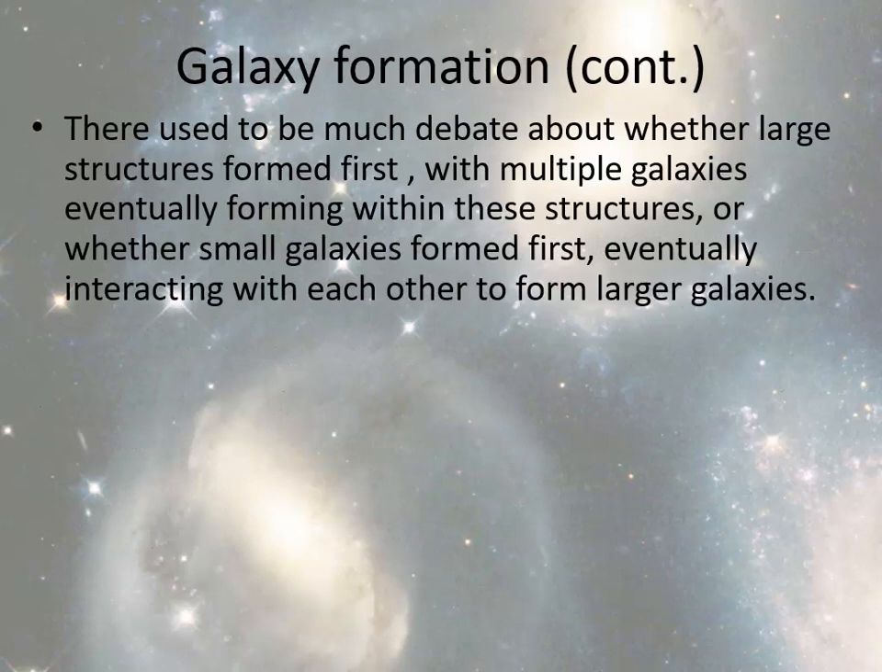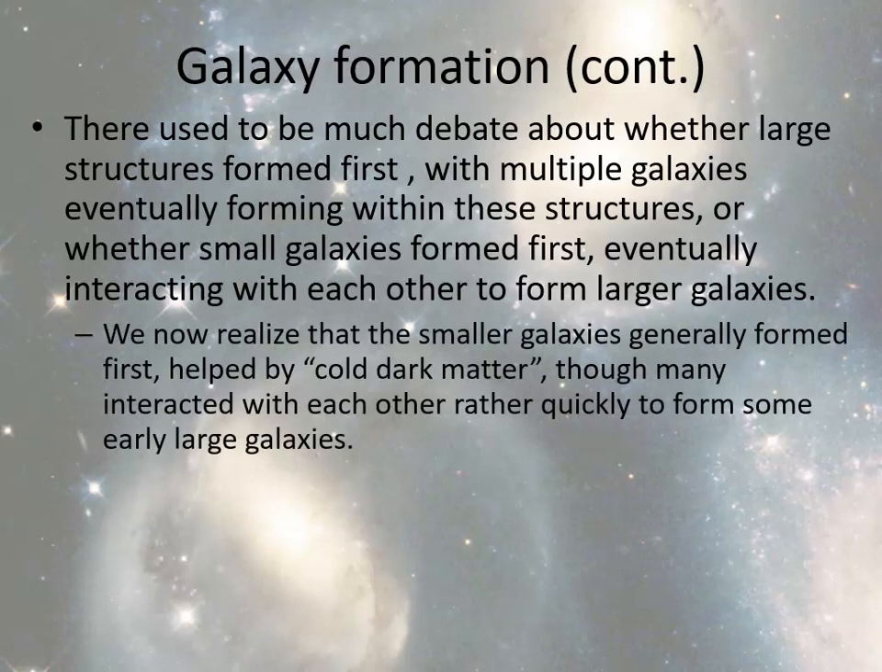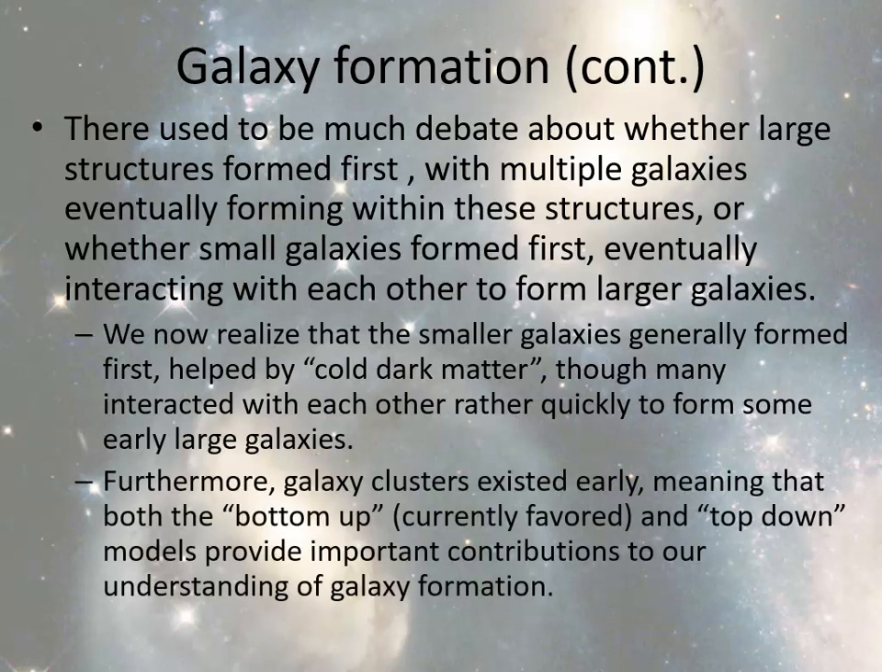So as I mentioned, there used to be a lot of debate about what structures formed first, but now we realize that it's the smaller galaxies that formed first, helped along by cold dark matter, something we're going to discuss when we talk about cosmology, and then they interacted with each other to form larger galaxies. So there are contributions from both of these bottom-up and top-down scenarios that help us to understand galaxy formation, but at least in terms of what actually happened, it's the small little galaxy chips that formed first, and they ended up combining to give the bigger galaxies of today.